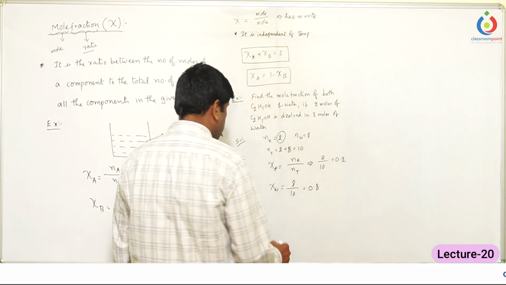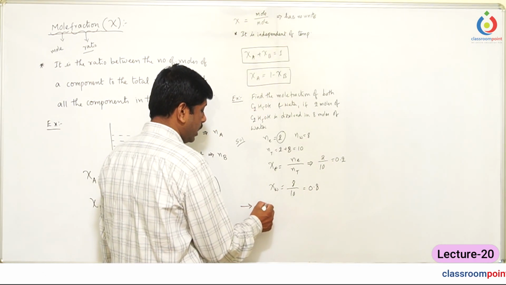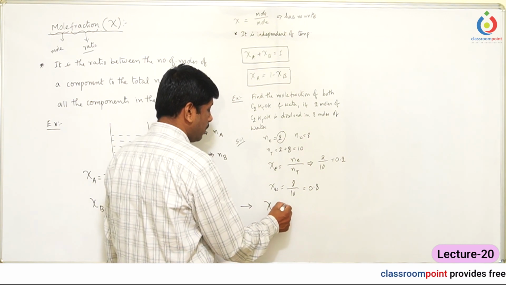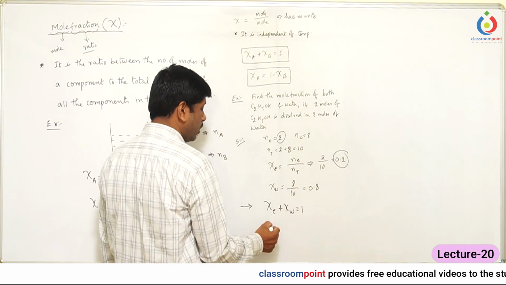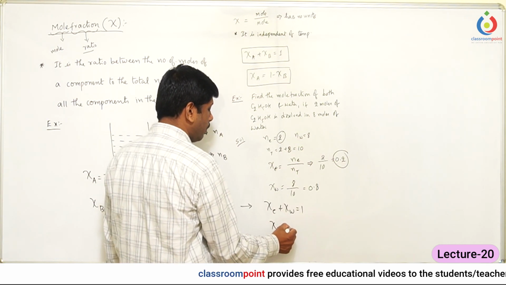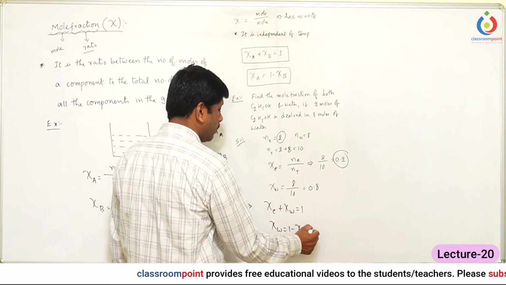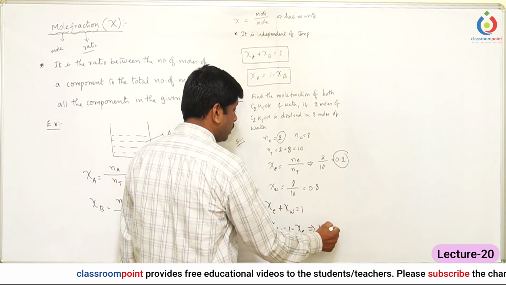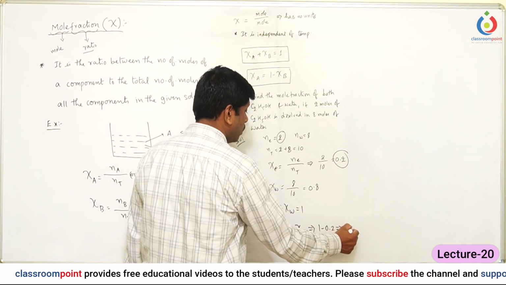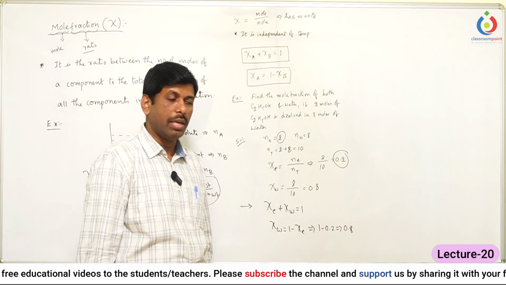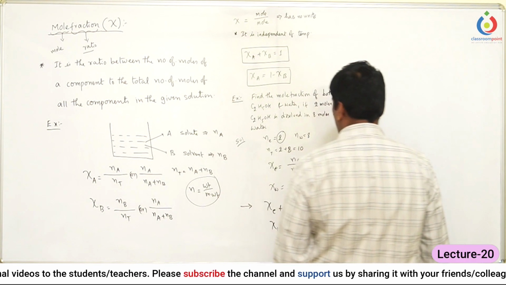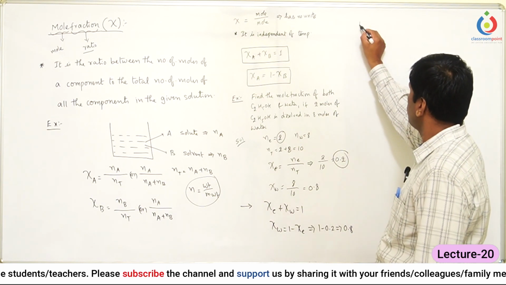Or else, sum of the mole fractions. We know that mole fraction of the ethyl alcohol plus mole fraction of the water is equal to 1. As you know the mole fraction of the ethyl alcohol, mole fraction of the water equals 1 minus mole fraction of the ethyl alcohol. So 1 minus 0.2 equals 0.8. Like this also we can easily derive the value. So let us see one more question regarding the mole fraction.